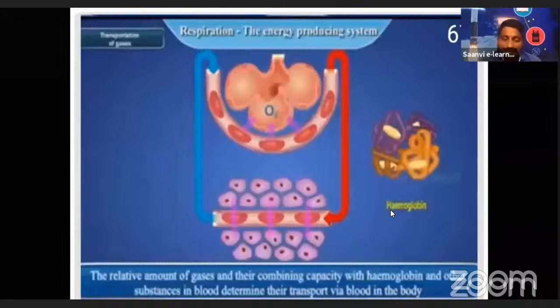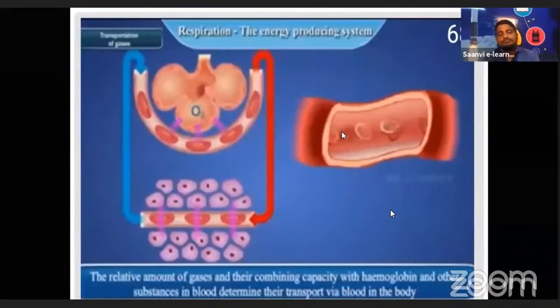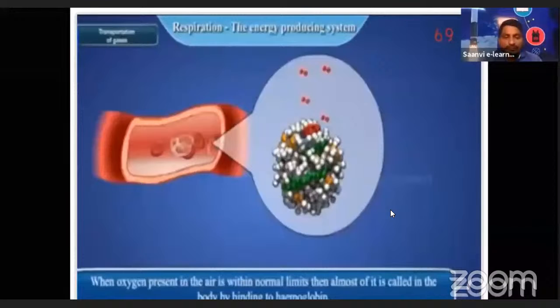Now got it? The relative amount of gases and their combining capacity with the hemoglobin Hb and other substances in blood determine their transport via blood in the body. Look at the screen. The relative amount of gases and their combining capacity with hemoglobin and other substances in blood determine their transport via blood in the body.